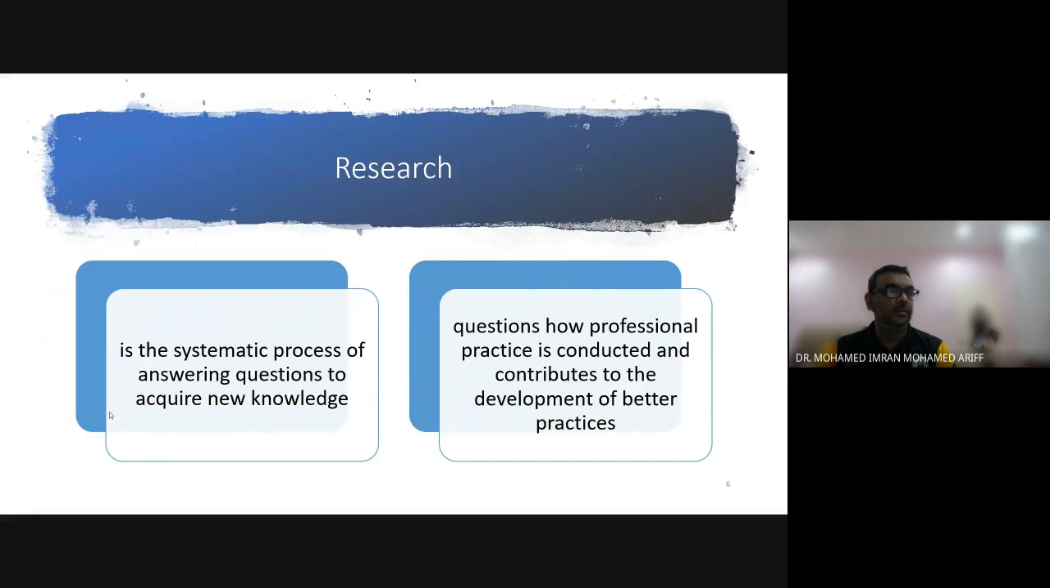Okay, systematic process of answering question and to acquire new knowledge. Systematic process, answering question, and to acquire new knowledge. Okay, so the idea is you want to get new knowledge of something. And what are the processes you take in order for you to get that knowledge? Okay, so what are the processes?